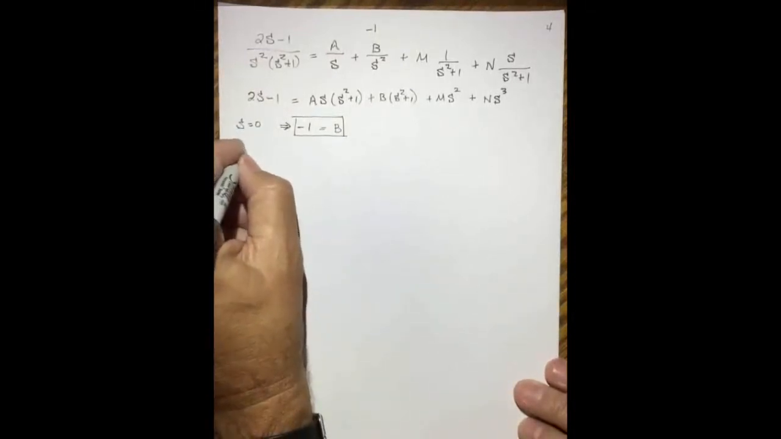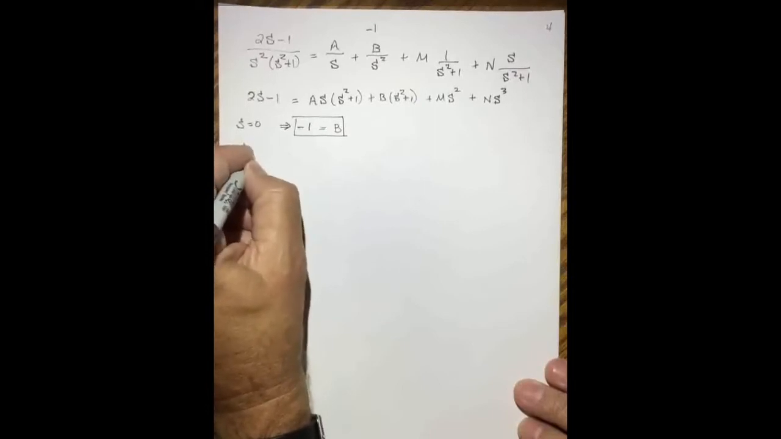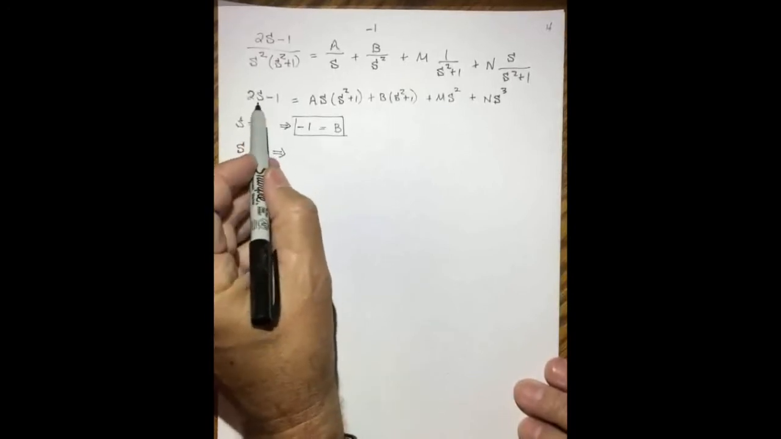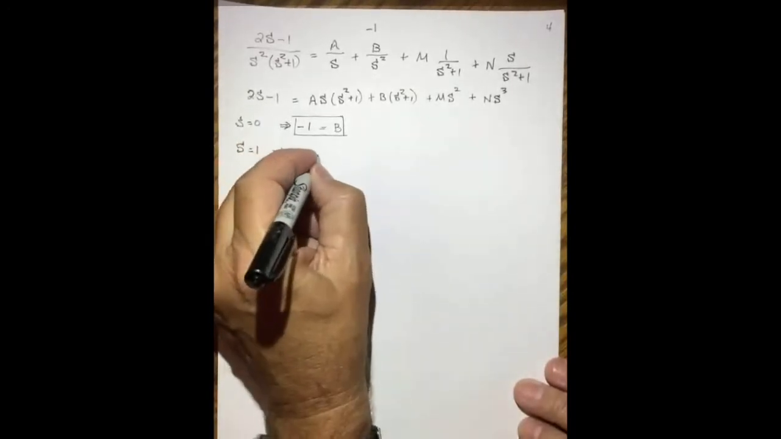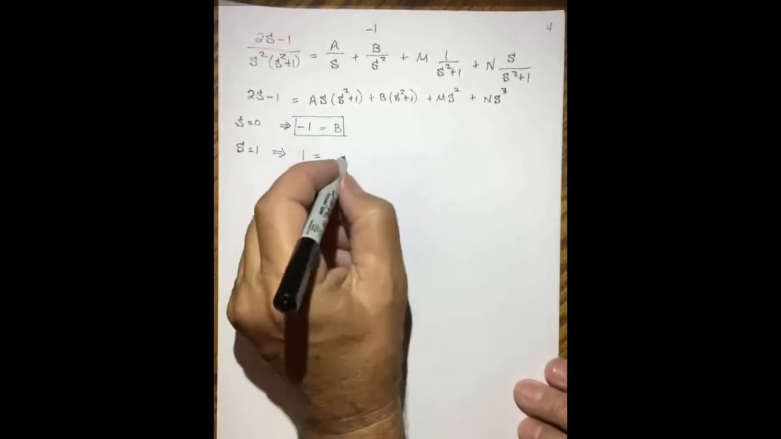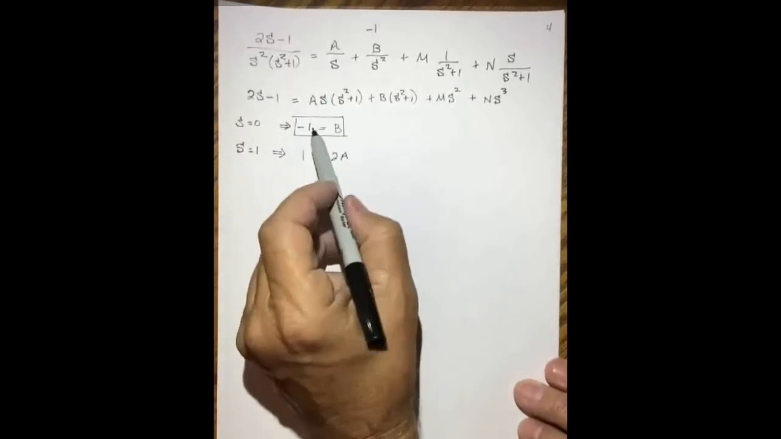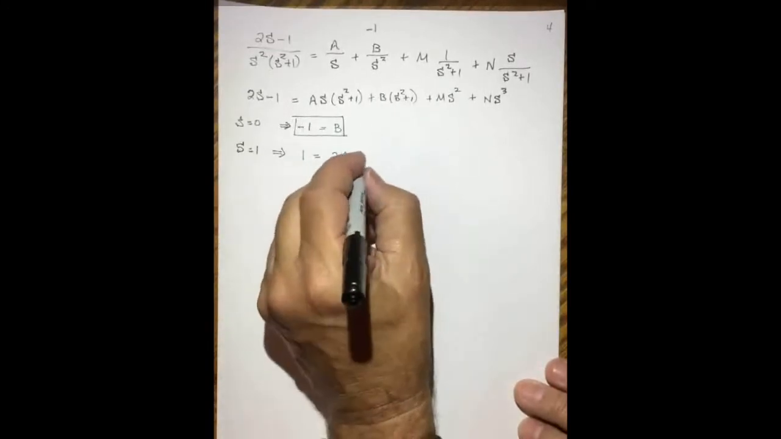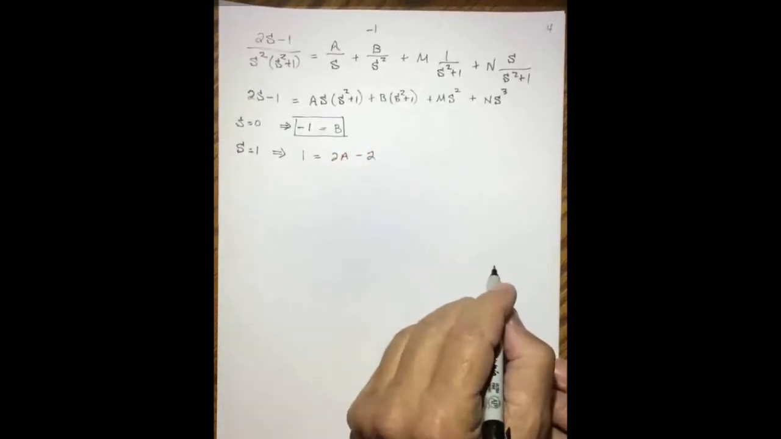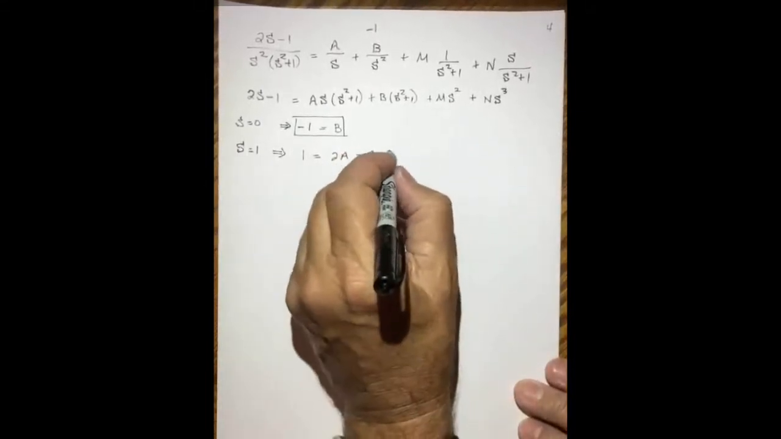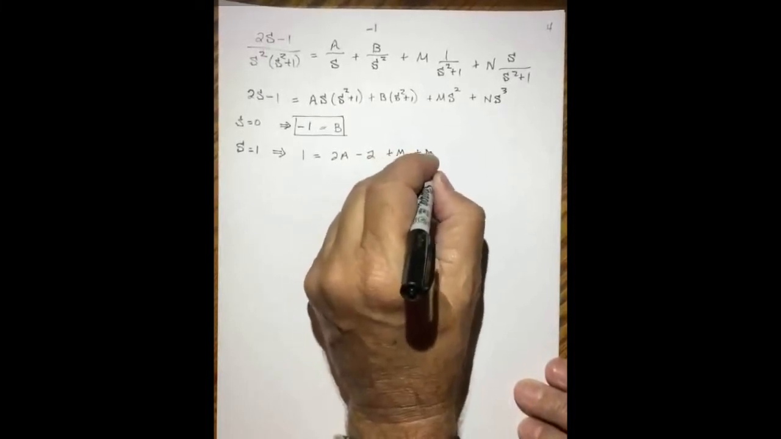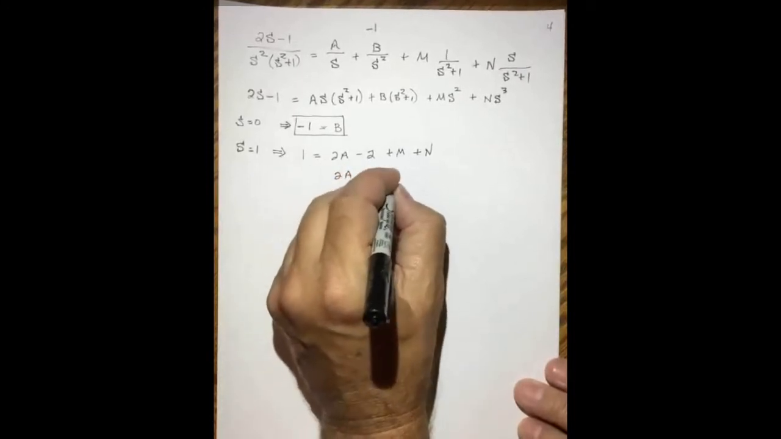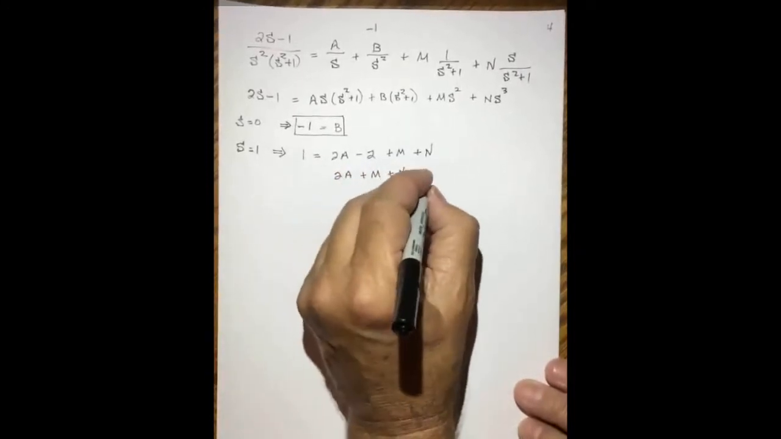Now, let's let s equal 1. If I let s equal 1, I've got 2 minus 1 is 1. Now, if s is 1, this is a 2a. Remember now, b is minus 1. So this turns out to be a 2 times minus 1, so it's minus 2. S is 1, we just get plus m, and then, of course, plus n. So we have 2a plus m plus n equals 3.